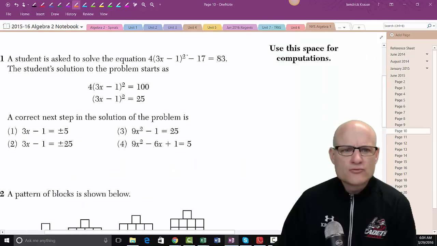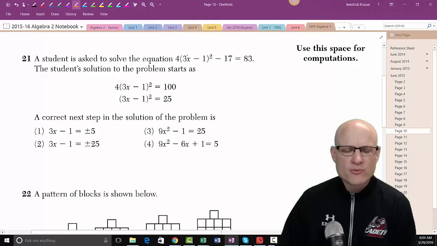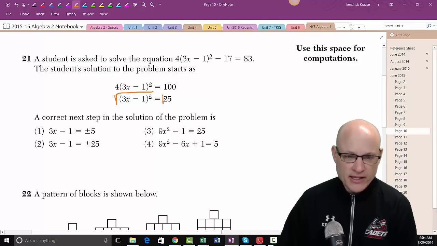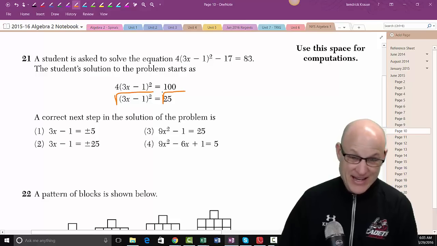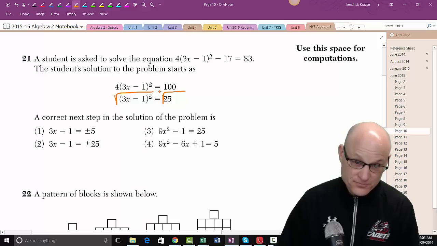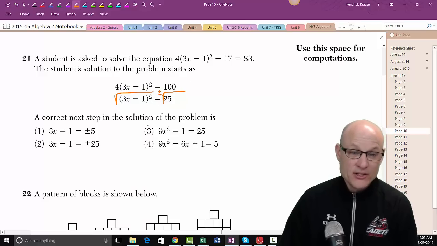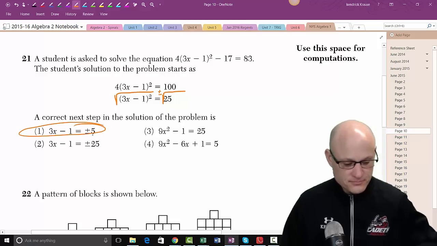What would be the next step? Well, you're doing this by completing the square. Your next step would be to take the square root of this side and the square root of this side, and not forget to do plus or minus. So it would be 3x minus 1 plus or minus 5. Wow, that was a simple question.